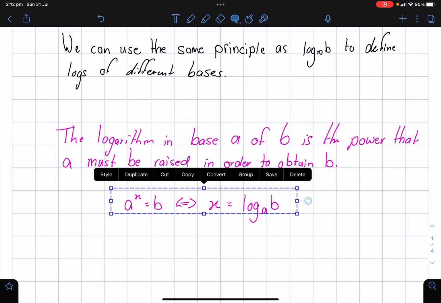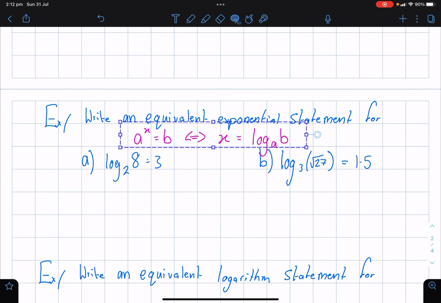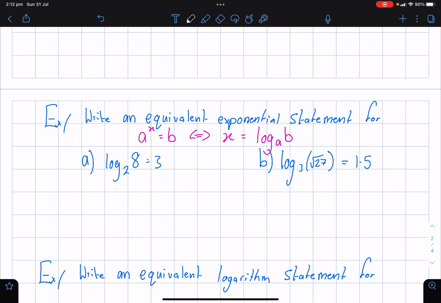So just so we have it, I'm going to duplicate it and bring it down for us to use down here. All right, so write an equivalent exponential statement for log in base 2 of 8 equals 3 and log in base 3 of root 27 equals 1.5. So we're given it in this form, we need to write it in this form. So we're just taking what information we need.